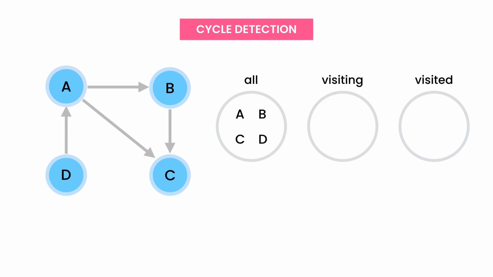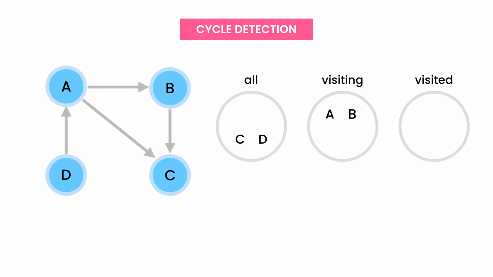So we start off by adding all of our nodes to the first set. We pick any node in this set, it doesn't matter which node. So let's pick A. Now we start a depth-first search from this node. So we remove it from the first set and put it in the visiting set. Now we should explore the neighbors of A. A has 2 neighbors, B and C. Let's go to B, the order doesn't matter.